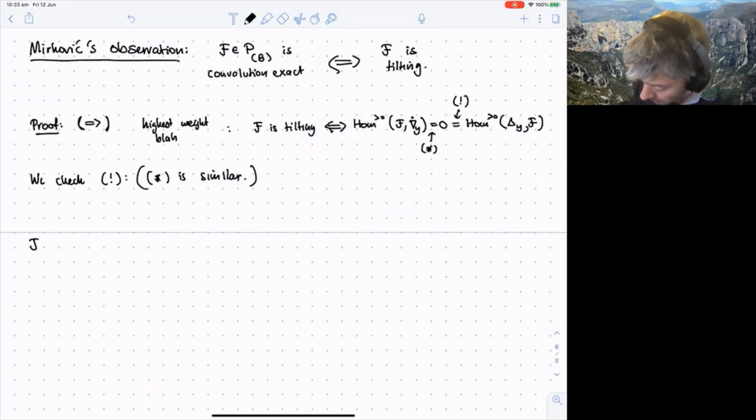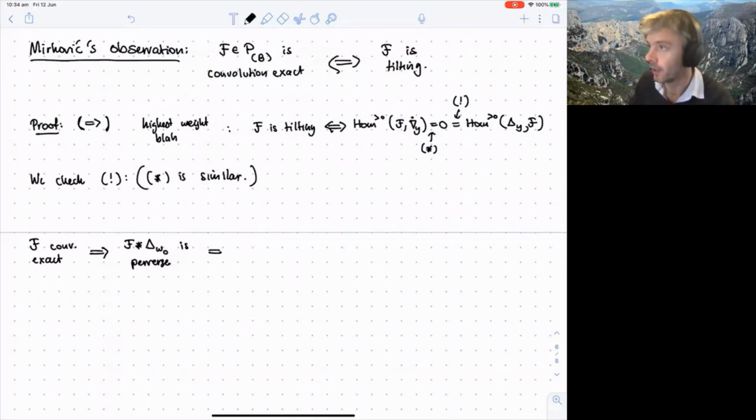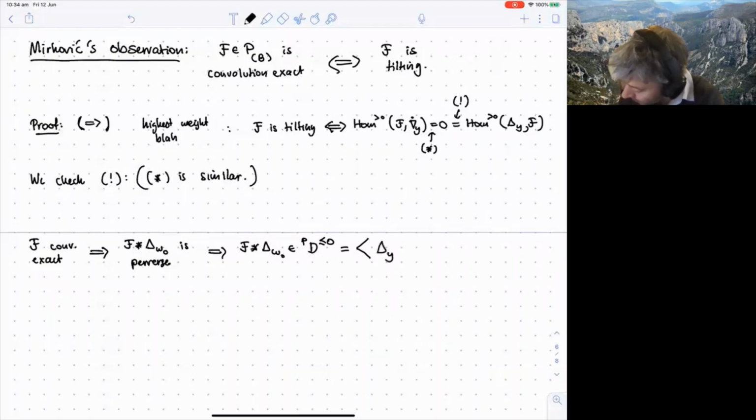So F is convolution exact, implies that F convolved with the longest element is perverse, which implies that F convolved with the longest element is in PD less than or equal to 0, which, in a close variant of Elijah's question, you can see rather easily is generated by the positive shifts of standard modules.